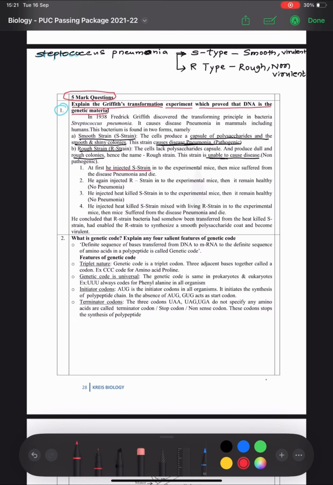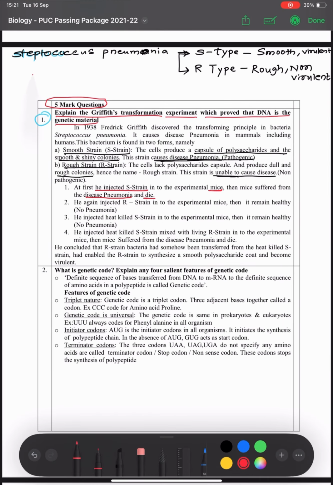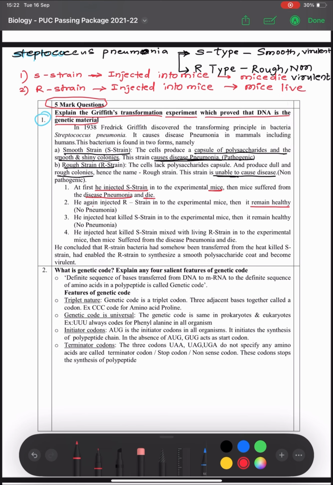Griffith worked on mice in 4 different ways. At first, he injected S strain into a mouse, where the mouse suffered from a disease and died. In a second experiment, he injected R strain into a mouse, which didn't get any disease, it remained healthy, so the mouse lived. In a third experiment, he used heat-killed S strain and injected it into a mouse, where the mouse lived.